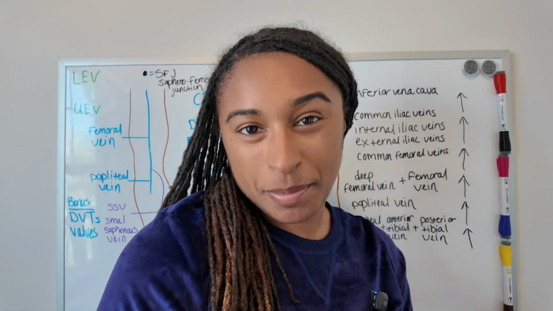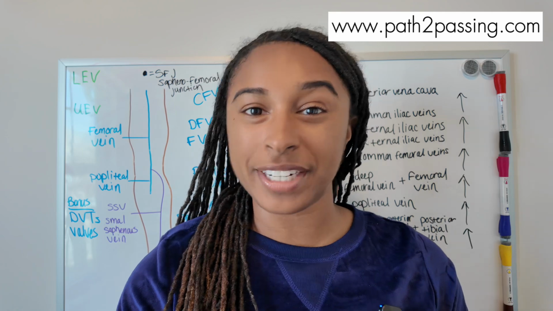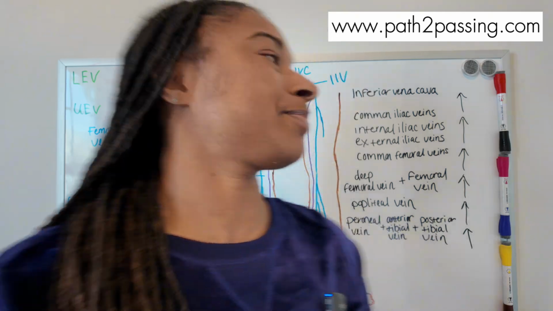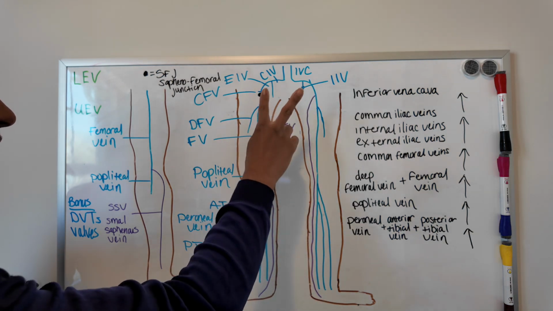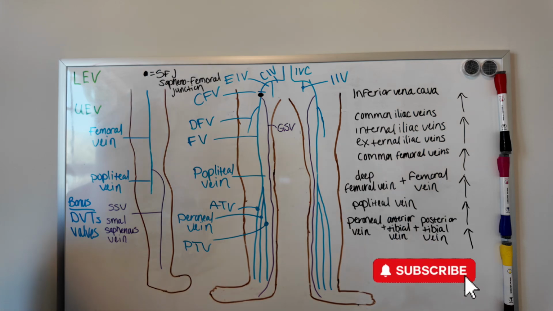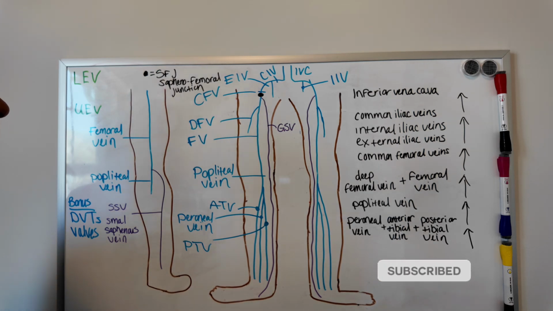I am here with Path to Passing to give you a 5-minute video breakdown on lower extremity veins. So first I want you to focus on the diagram here. I have two legs and I have the veins drawn out. We're going to go over what these veins are at different points in the body.